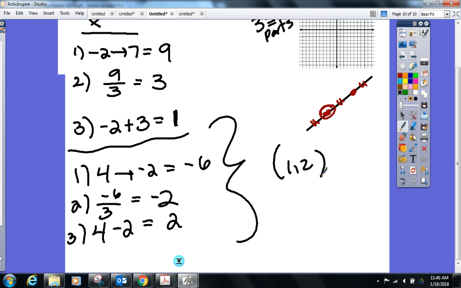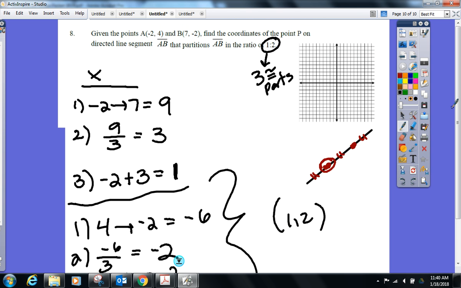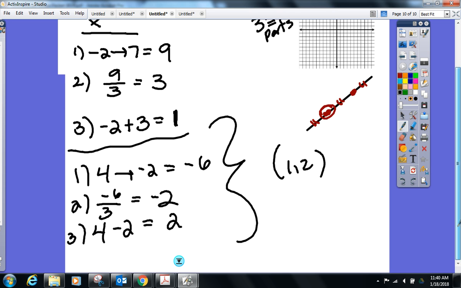So what's my point of partition here? 1, 2, and I provided a graph. I would just go back and see graph A and B and make sure that 1, 2 is on that line, because if it's not, something went wrong. Go back and check your work, because it should be on the line.